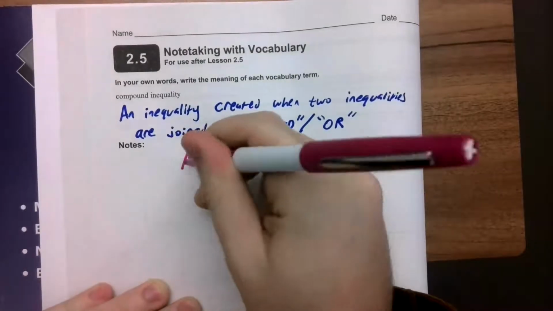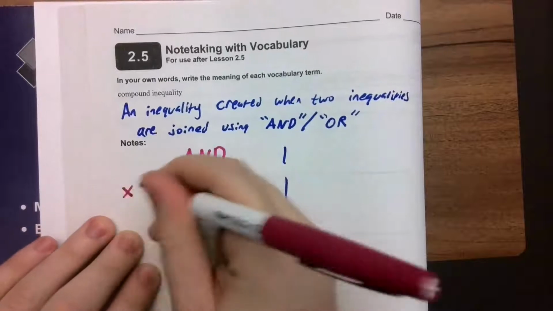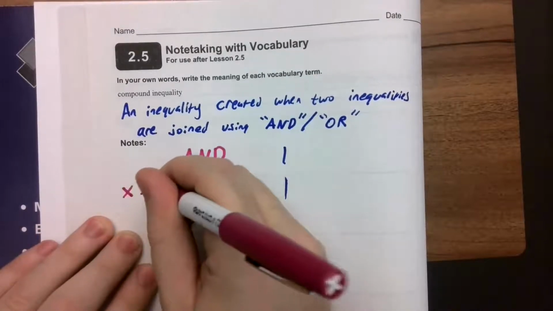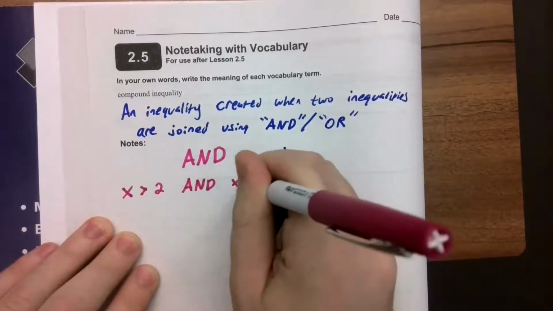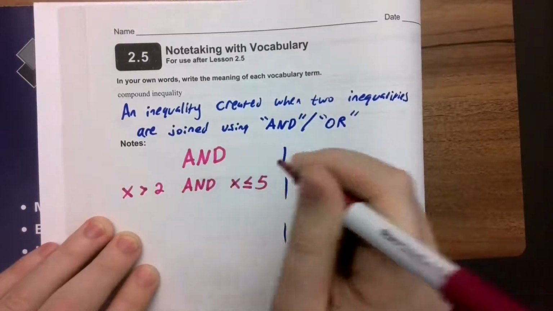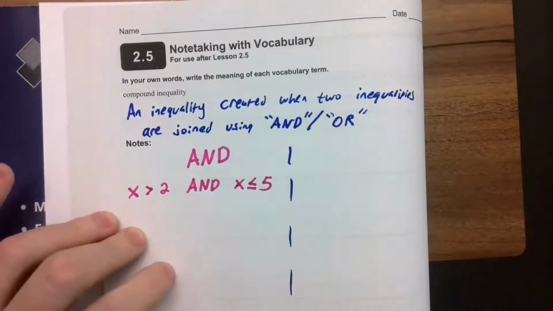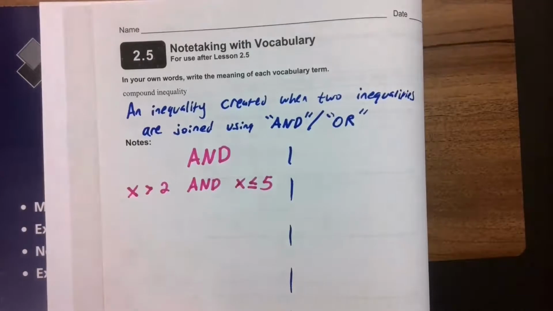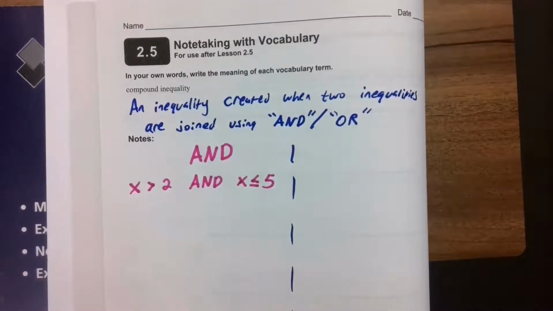So if I gave you a problem like this, x is greater than 2 and x is less than or equal to 5, this is a case where we are looking for both rules to be true. And is just a fancy way of saying, hey, we want both rules to be true.